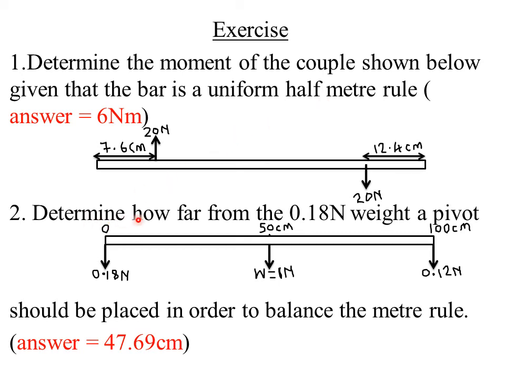Then question 2 reads, determine how far from the 0.1 Newton weight a pivot should be placed in order to balance the meter rule. So the expected answer is actually 47.69 centimeters. So try working out that one.